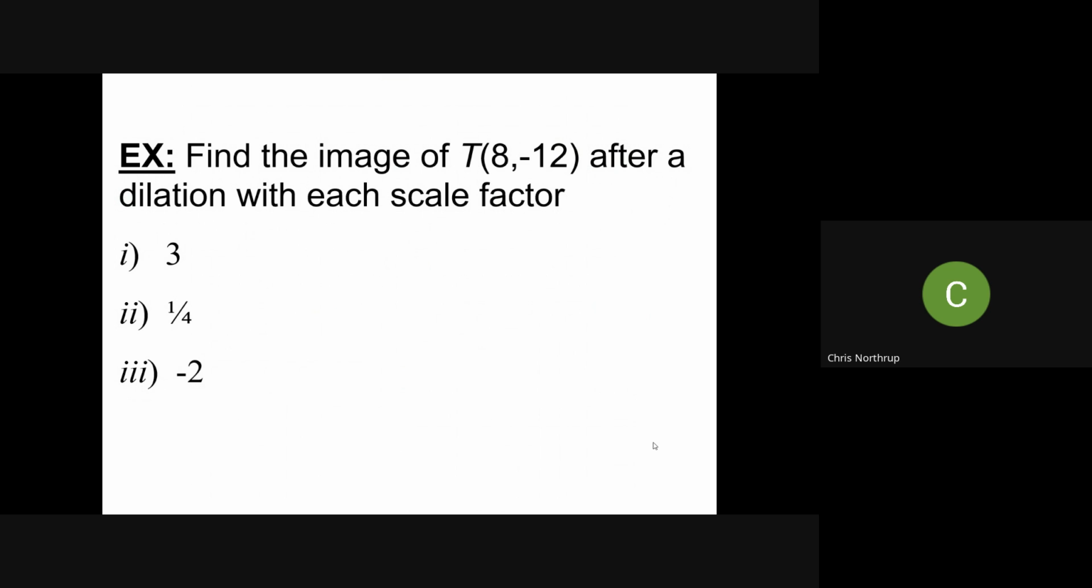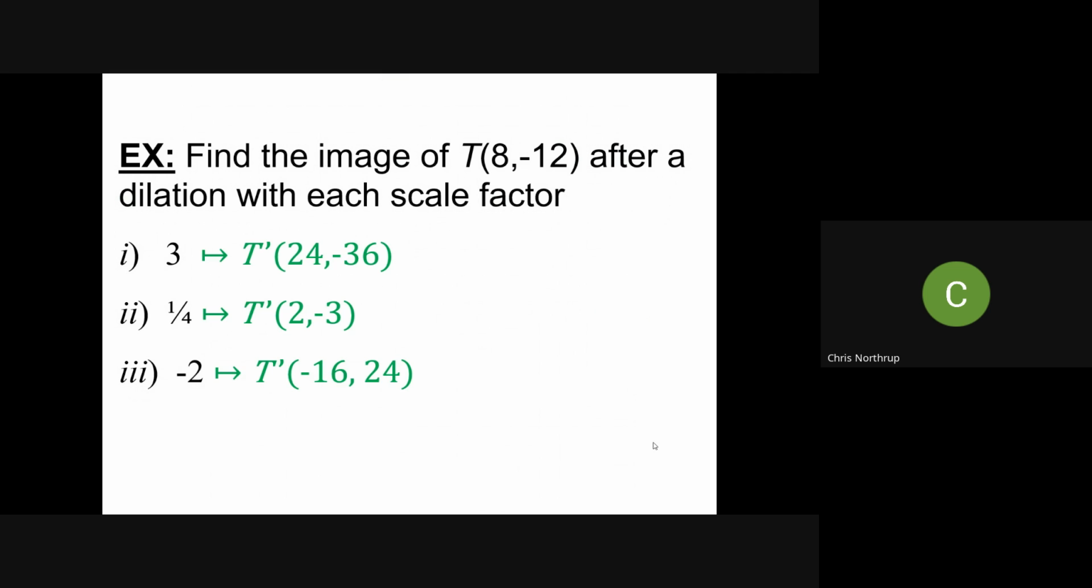So let's say that we have point T that has coordinates 8, -12. And I'm going to use 3 different scale factors to figure out where the image is going to land. If you want to pause the video, you can do a quick little check and see. But I'm going to go ahead and spoil it. If I've got a scale factor of 3, I can multiply 8 by 3 and -12 by 3. And then the same is going to go for a quarter and -2. So if my scale factor is 3, I should end up at 24, -36. If my scale factor is a quarter, or 1/4, I should end up at 2, -3.